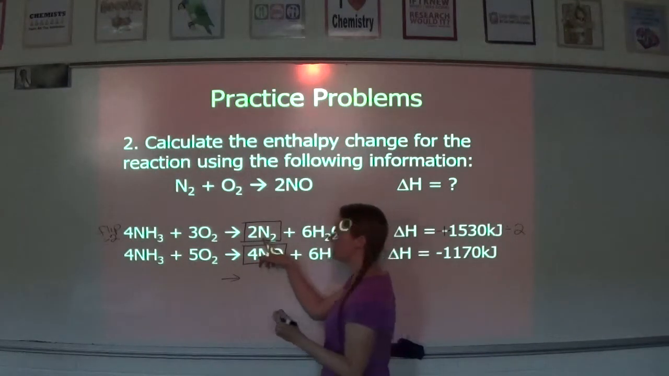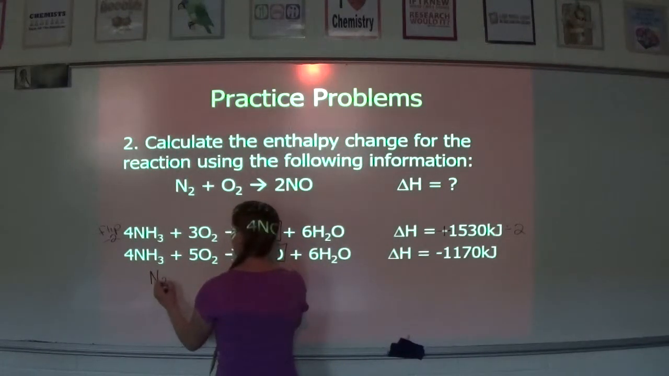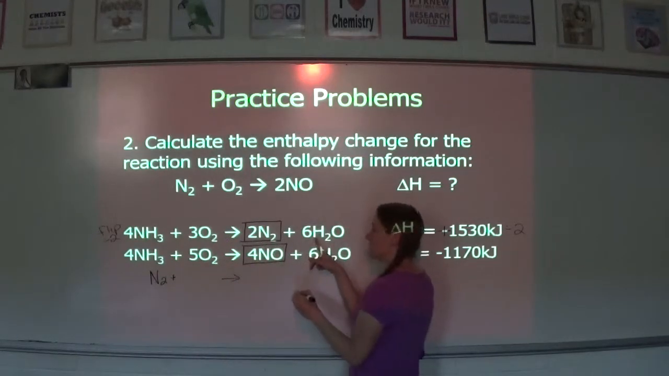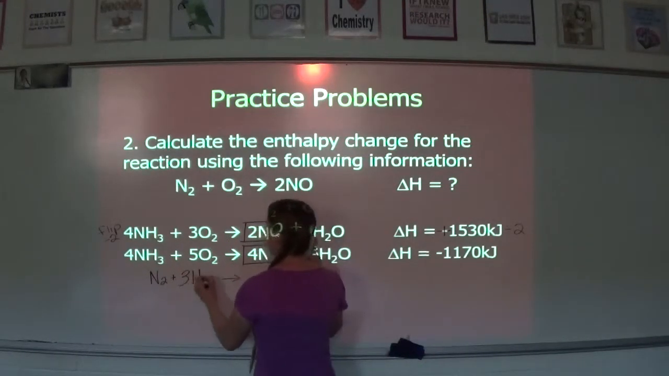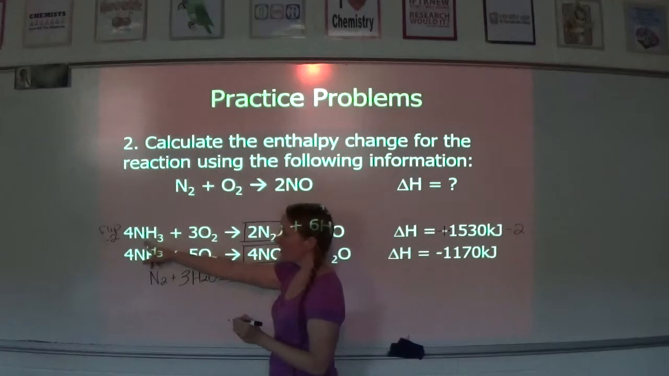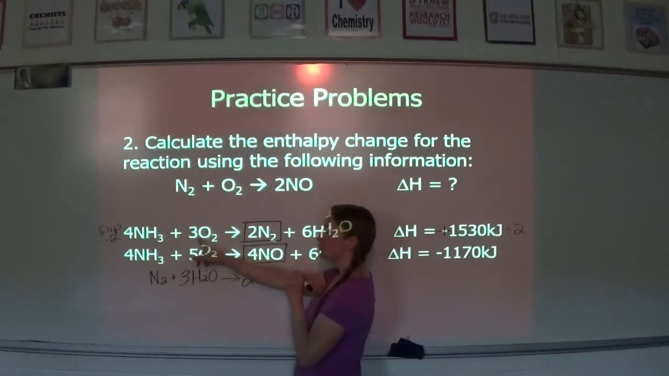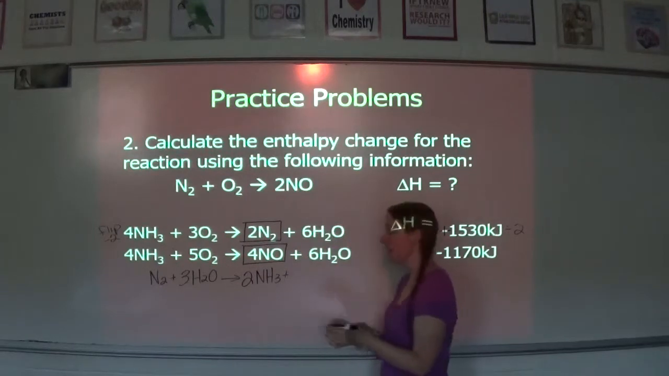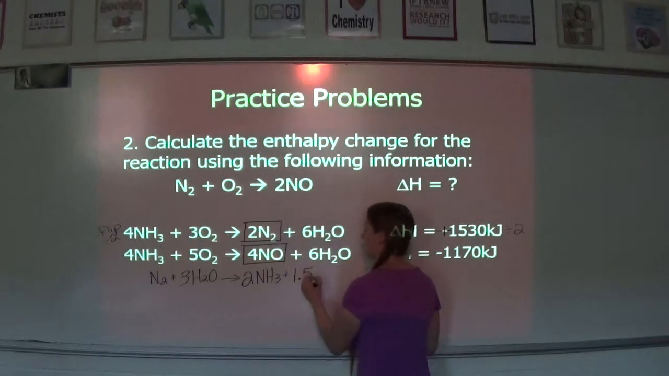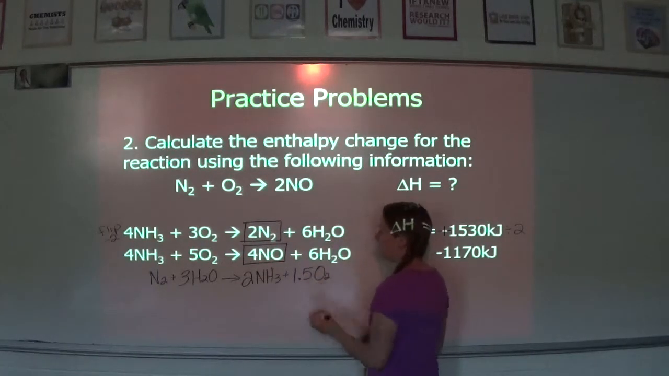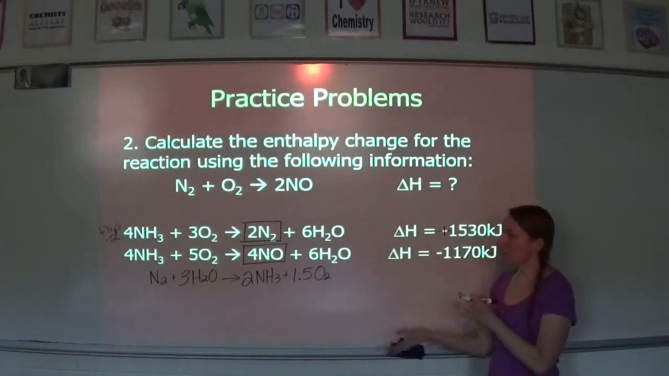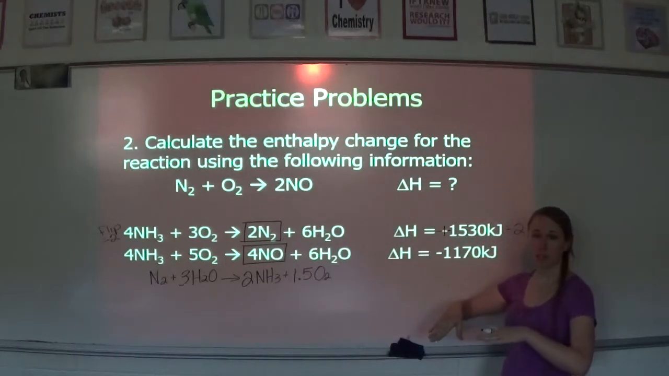So 2 N2 is just going to become N2. 6 H2O is going to become 3 H2O. 4 NH3 is going to become 2 NH3. And then 3 O2 is going to become 3 halves, or I'll change it to a decimal, 1.5 O2. Alright, so we flipped and divided our first reaction by 2.